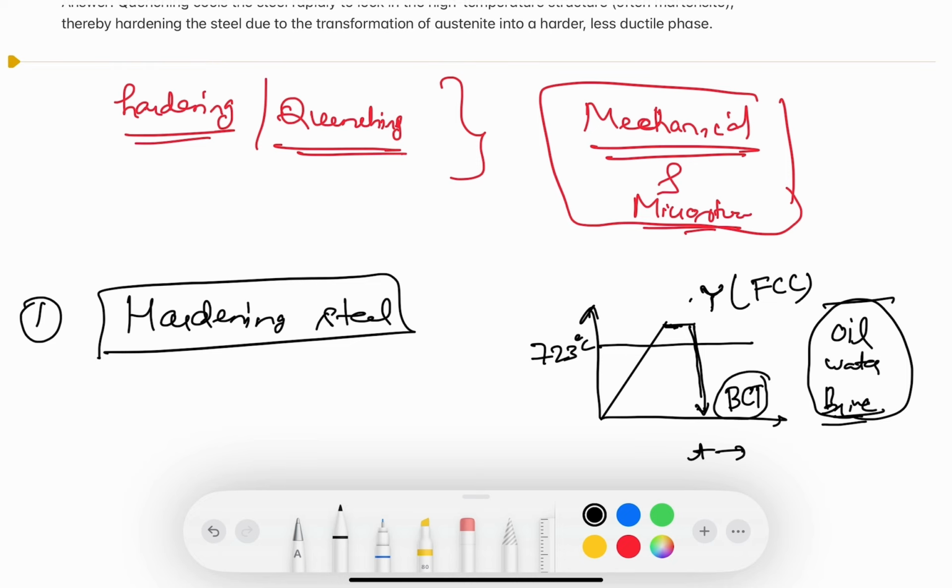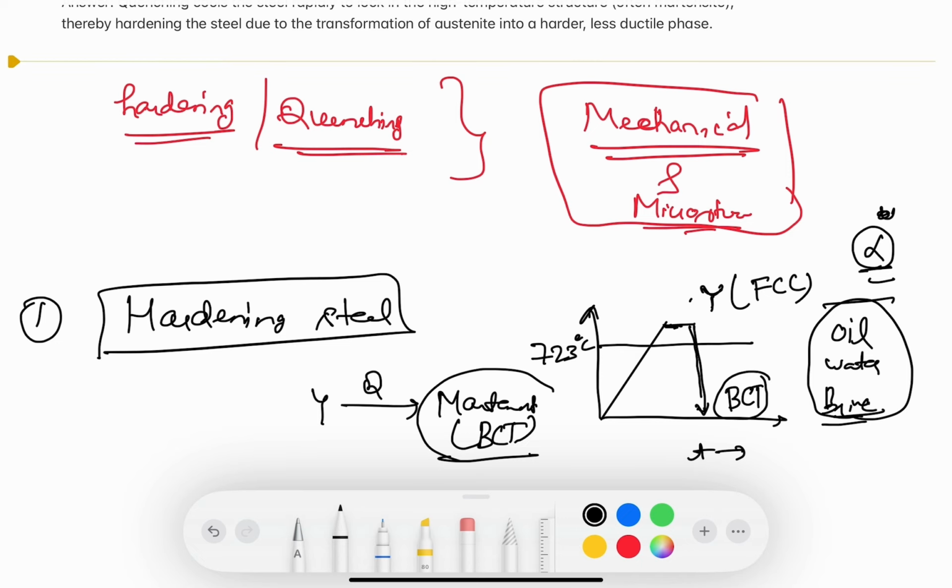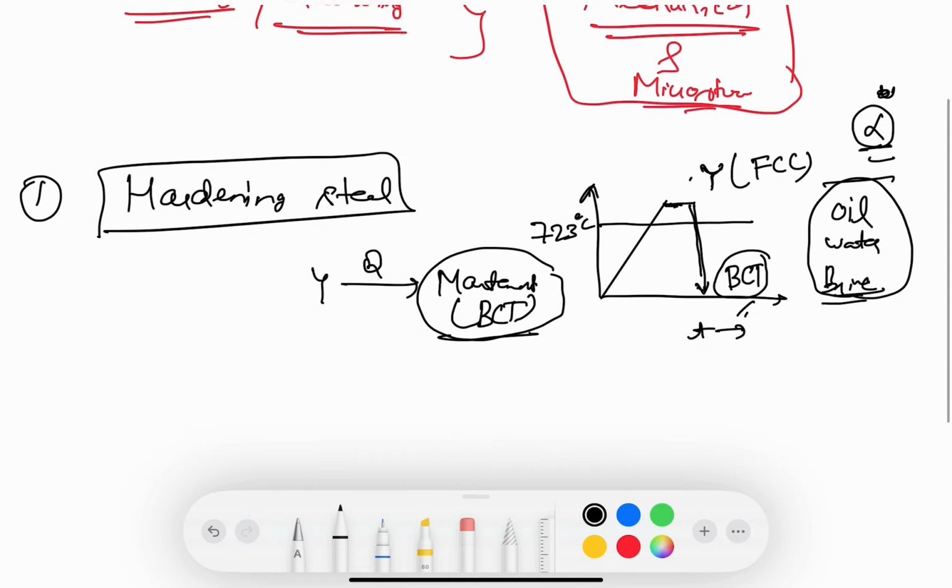When the steel is quenched, it doesn't have time to transform into the softer phase. Here the softer phase is alpha ferrite. You don't give much time to form this alpha phase, so instead it will form martensite. When you quench austenite, it will form martensite, and the crystal structure of martensite is BCT, which is much harder and stronger due to the body centered tetragonal structure. So this is the first purpose of quenching, to get more hardness of the steel.